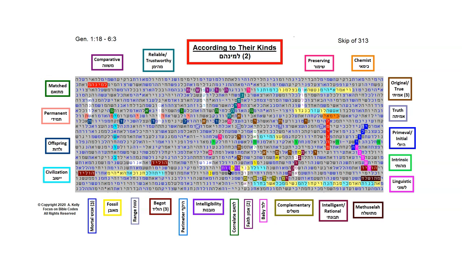The study of DNA and chemistry of biological creatures gives clear evidence, in my opinion, of intelligent design. Here in this plum color, we have the word intelligent or rational. Here in this purple is the word intelligibility. The word chemist is here in the orange.